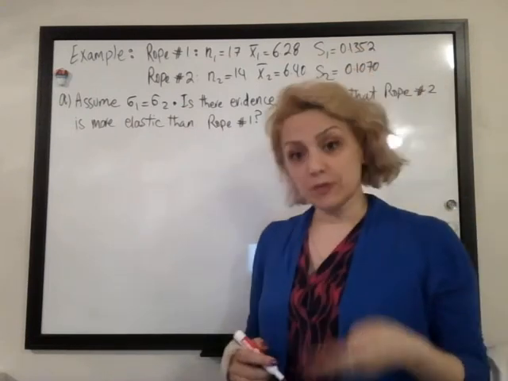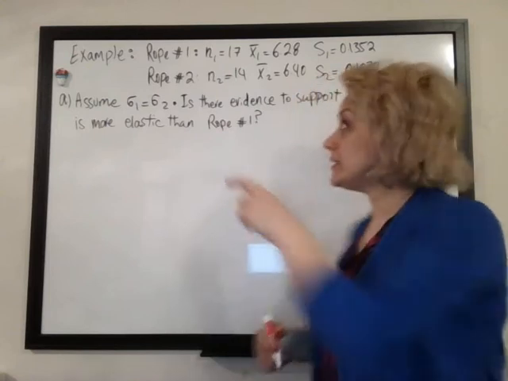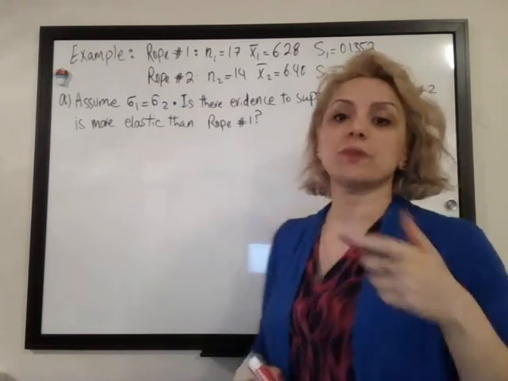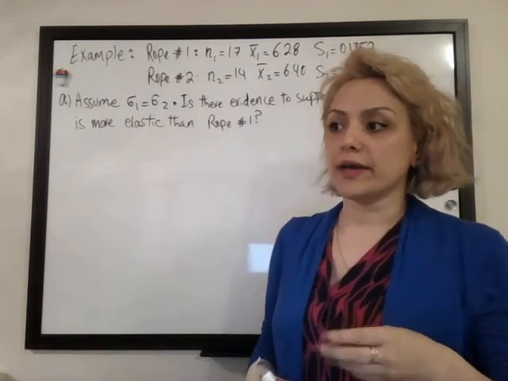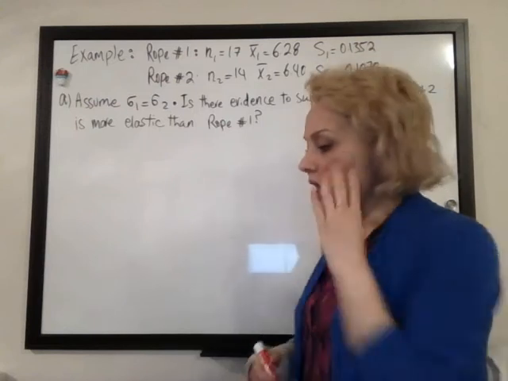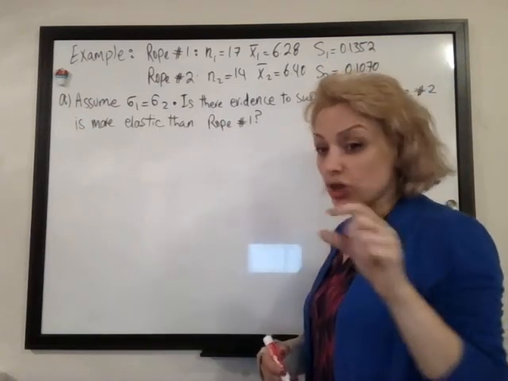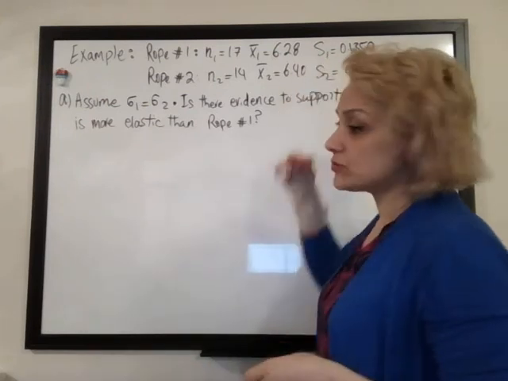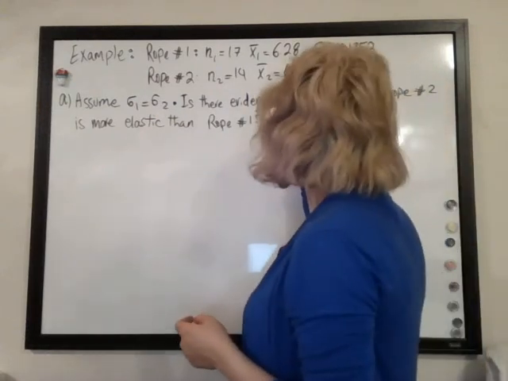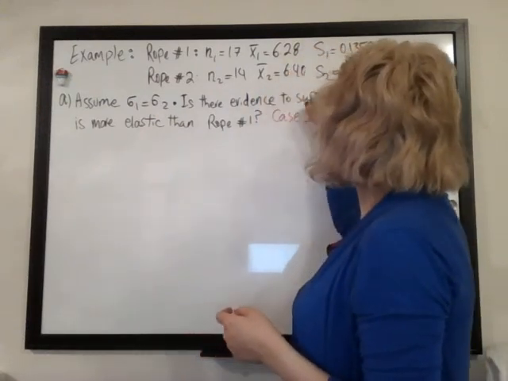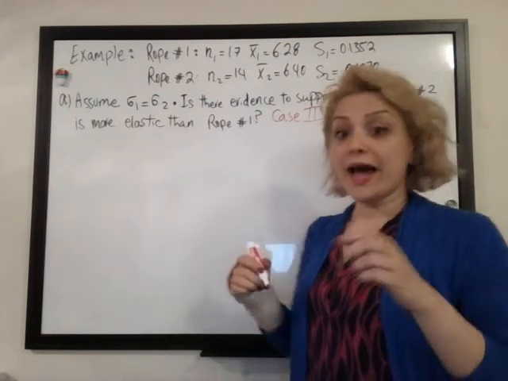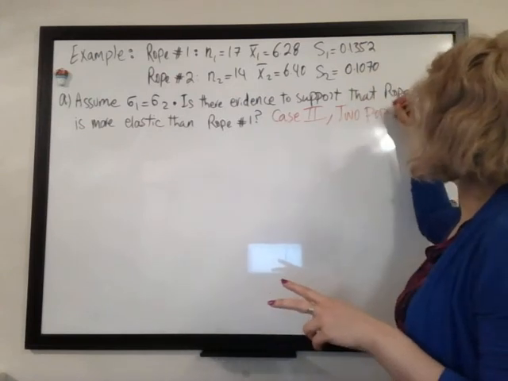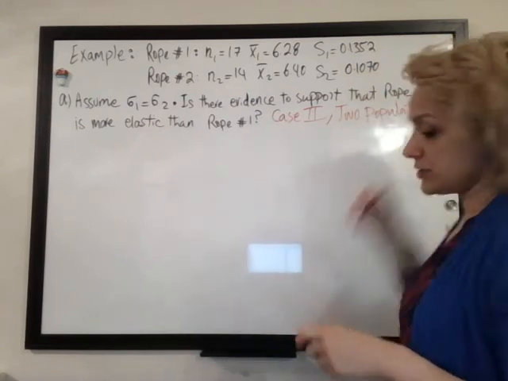The parameter of interest is mu1 minus mu2, right? So we want to compare these to see, let's say this is some measurement that shows us how elastic each of these ropes is when we compare them. So the first thing I need to write down is which case it is. I'm going to write down case 2. The parameter of interest is mu, and I have 2 populations, so I would write down case 2 and 2 population.